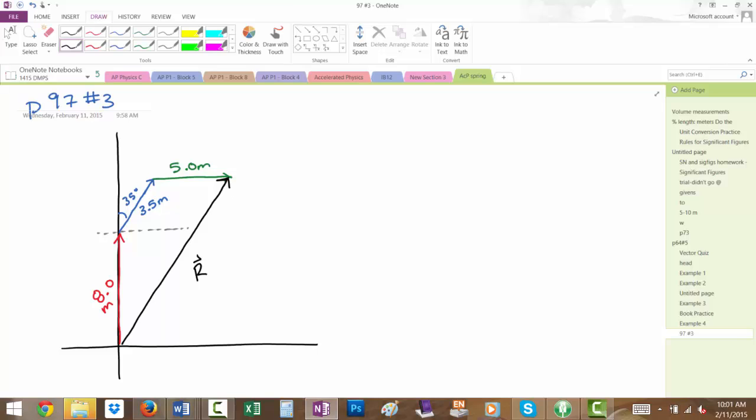So just to kind of get you started, if you're not sure, this is what your picture should look like, something like that. You'll need to break stuff into components first from that second piece, and then make a nice big triangle.